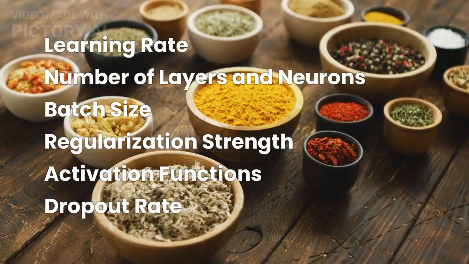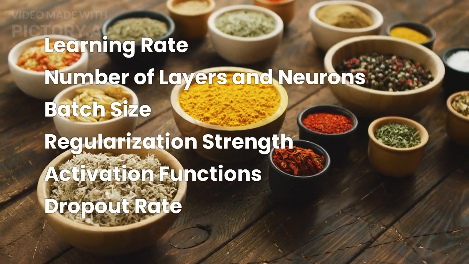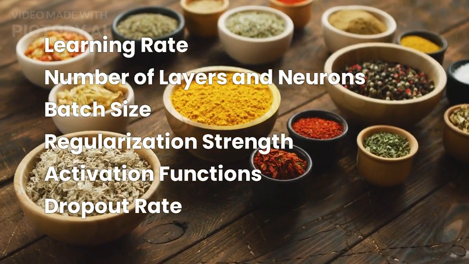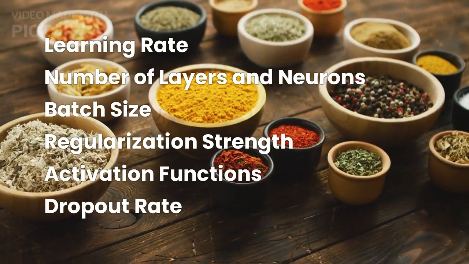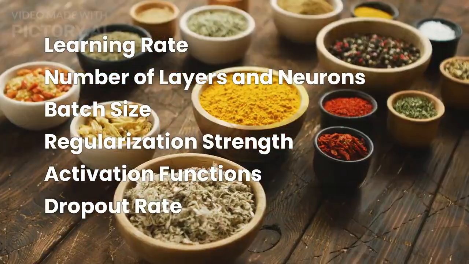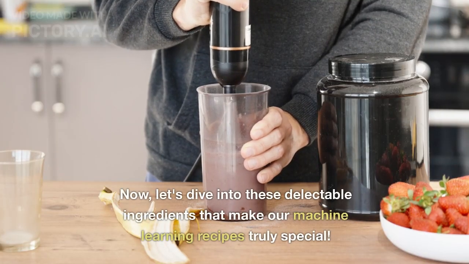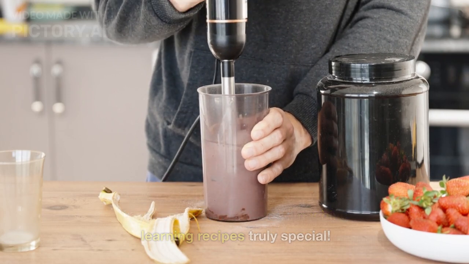Learning rate, number of layers and neurons, batch size, regularization strength, activation functions, dropout rate. These are the hyperparameters we are going to understand today in this video. Now, let's dive into these delectable ingredients that make our machine learning recipes truly special.